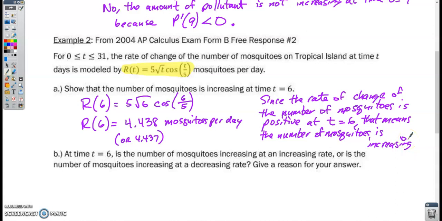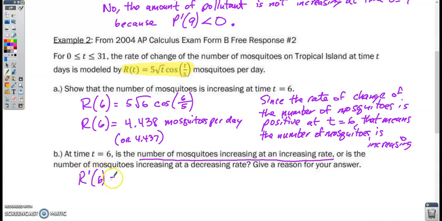Next, part B. At time t equals 6, is the number of mosquitoes increasing at an increasing rate, or is the number of mosquitoes increasing at a decreasing rate? Give a reason for your answer. Now, since we're looking at whether the number of mosquitoes is increasing at an increasing rate, we're actually looking for the rate of the rate here, which means we are looking for the derivative at time 6.